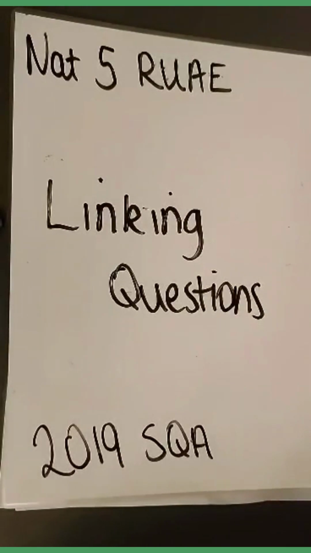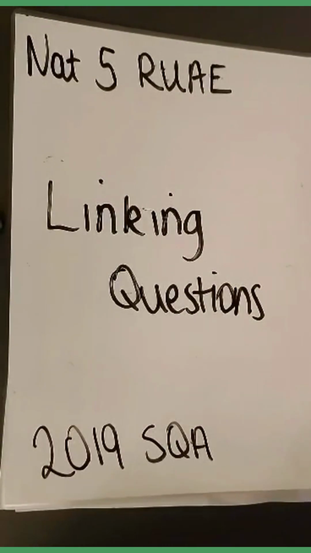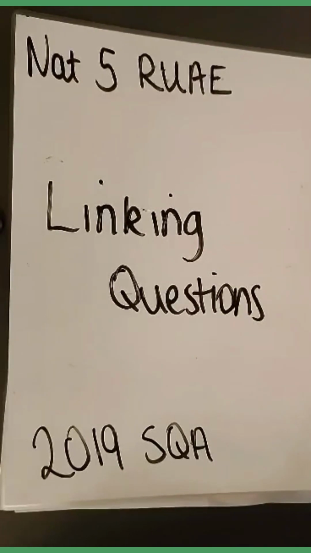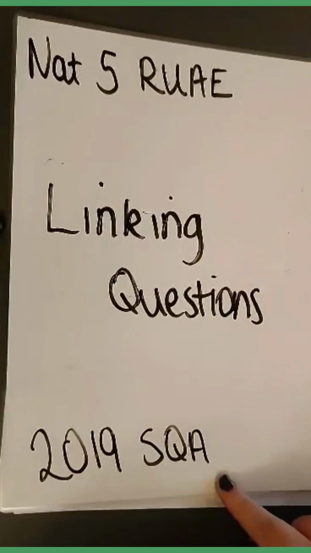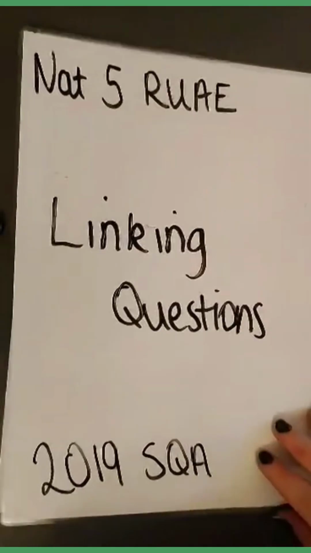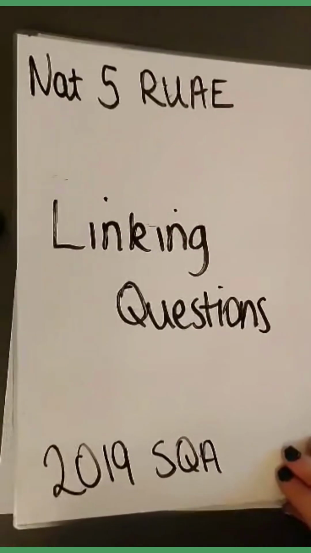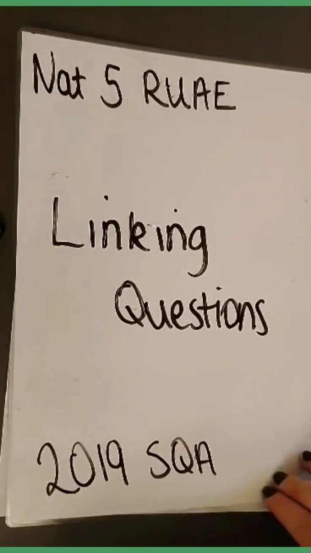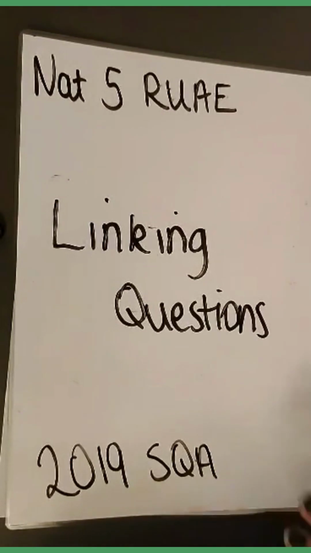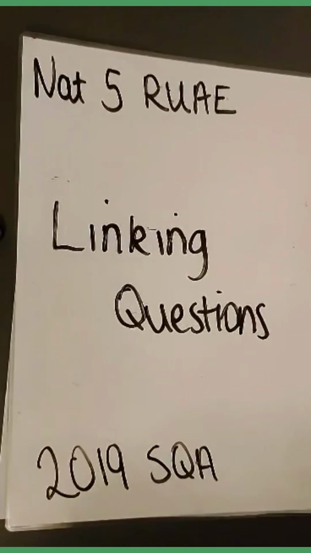Hi everyone, here is a short video talking you through how to answer the dreaded linking question in your National 5 RUAE exam. I'm using the 2019 SQA for this. This is a question that people do struggle with. However, it is only worth 2 marks. It does not always appear in every year's paper. And once it clicks in your head, it is actually quite easy.